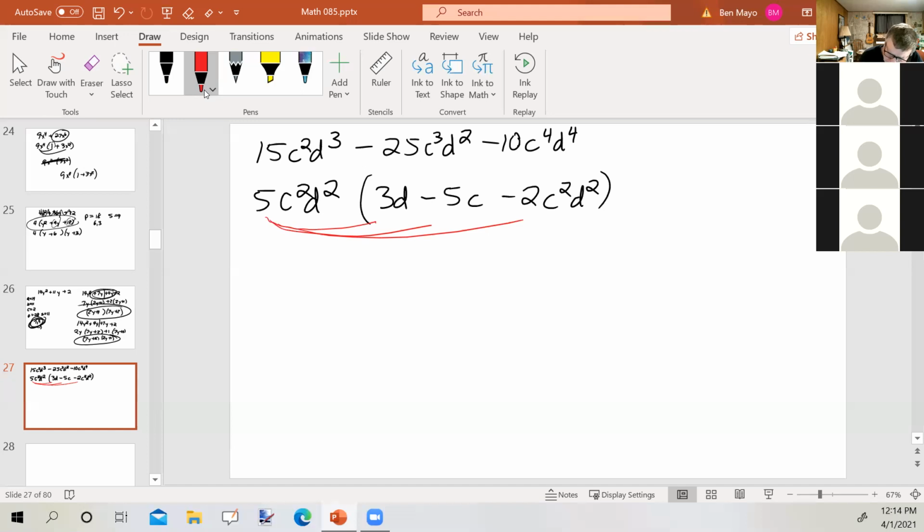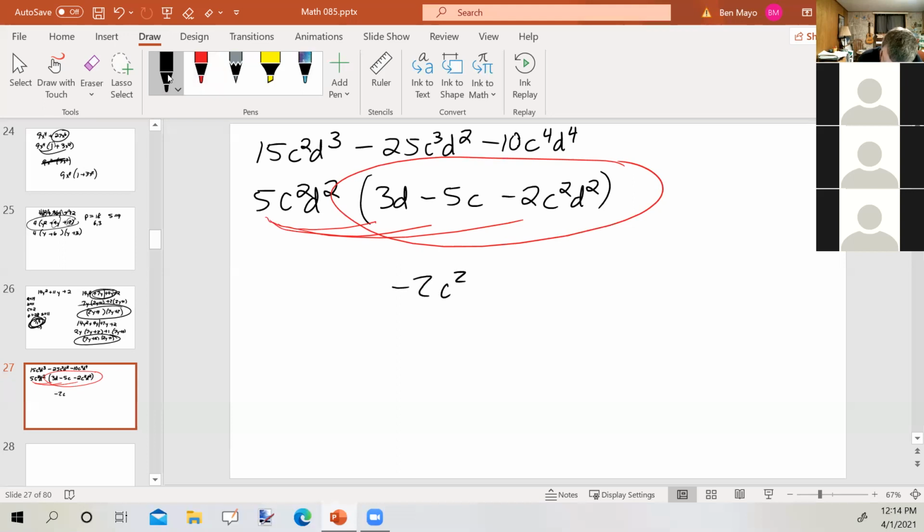Okay. So look at this. That's a trinomial, but it's not going to factor. I mean, I could rearrange things and I could say, well, let's go negative C, 2C squared D squared minus 5C plus 3D. So I've got C squared, C, no C at all. But it's just, it's not going to factor any further.